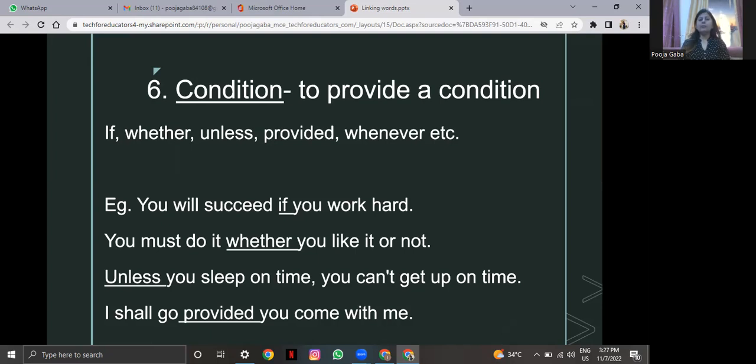I shall go provided you come with me. So here also we have a condition. I will go if you come with me. So these are the linking words for condition. Now see the next one.